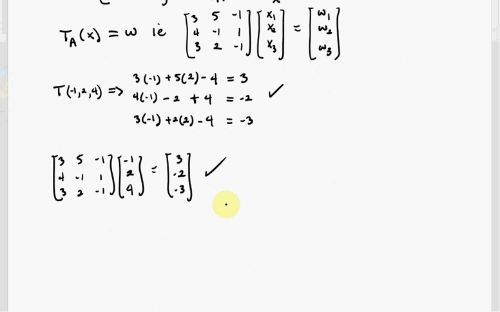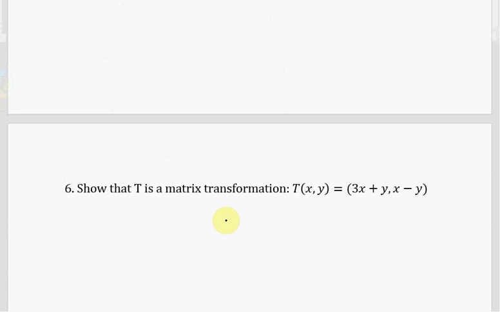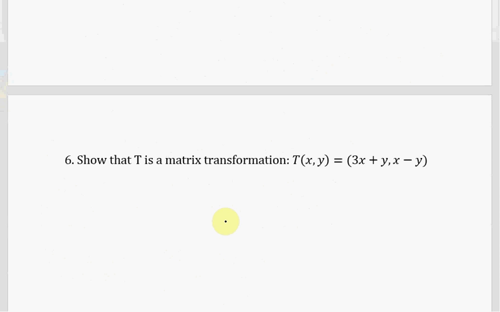Okay, Trey? Are you with me? Okay. Number 6, show that T is a matrix transformation. There are two things that define a matrix transformation, two things that define a linear transformation, right? What are they? James?